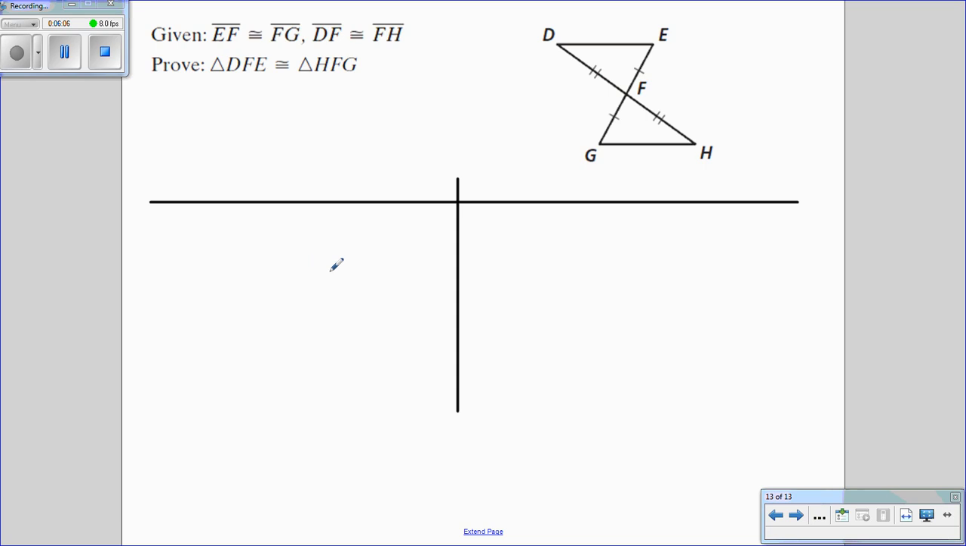Okay, the last thing we're going to do is put everything together here, and we're going to do a two-column proof. So we have statements and reasons. All right, so first I'm going to develop a plan here. I have some given information. EF is congruent to FG. DF is congruent to HF or FH. Those are already tick marked, and I'm trying to get these two triangles congruent to each other.